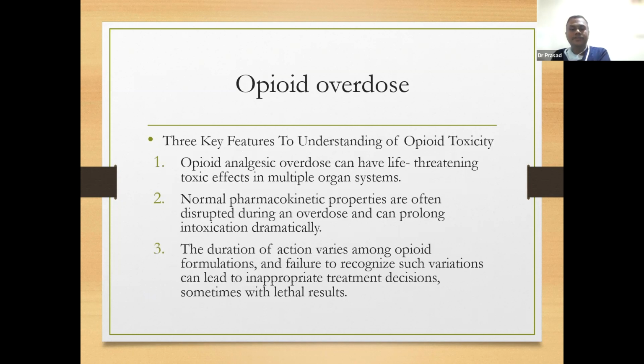Opioid overdose: 3 key features to understand opioid toxicity. Opioid overdose can have life-threatening toxic effects in multiple organ systems. Normal pharmacokinetic properties are often disrupted during an overdose and can prolong intoxication dramatically. The duration of action varies among opioid formulations, and failure to recognize such variations can lead to inappropriate treatment decisions, sometimes with lethal results.